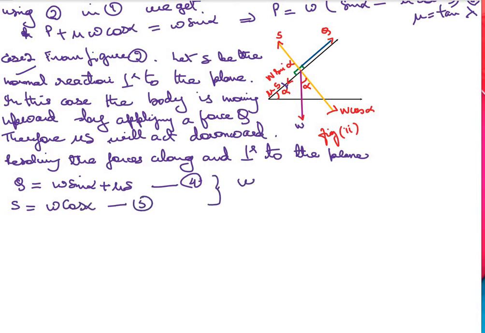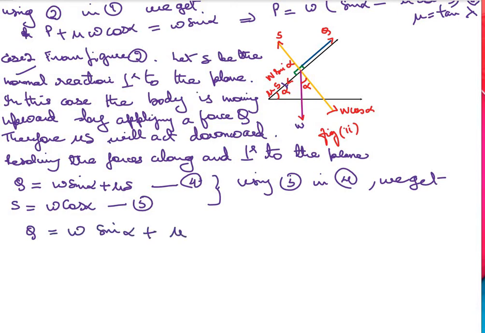Now using 5 in 4, what do we get? Q is equal to W sine alpha plus mu, but S you replace by W cos alpha. Once you replace it by W cos alpha, you can take W common here. So Q is equal to W into sine alpha plus mu cos alpha, name it as equation 6.